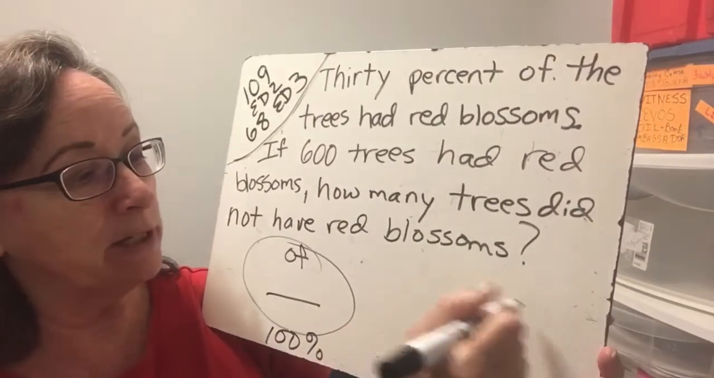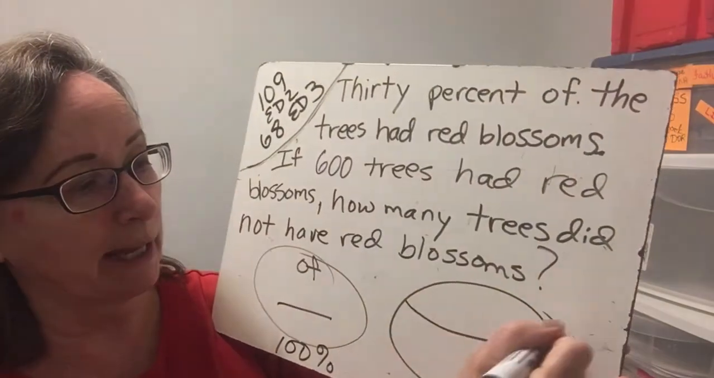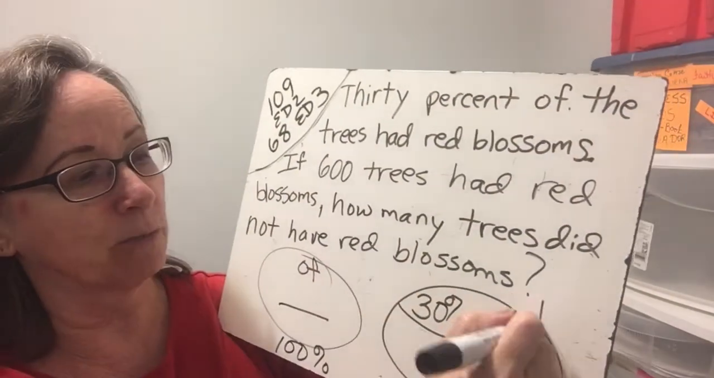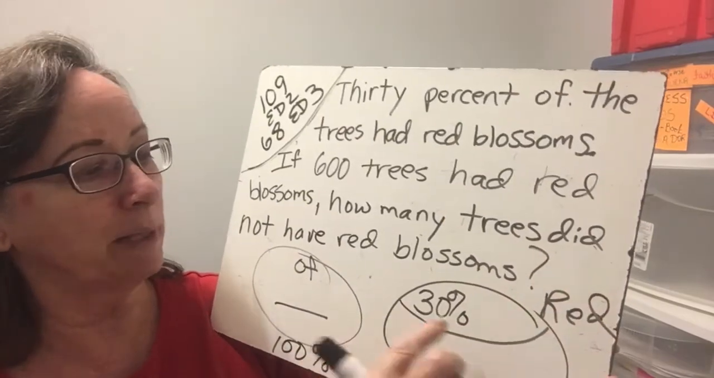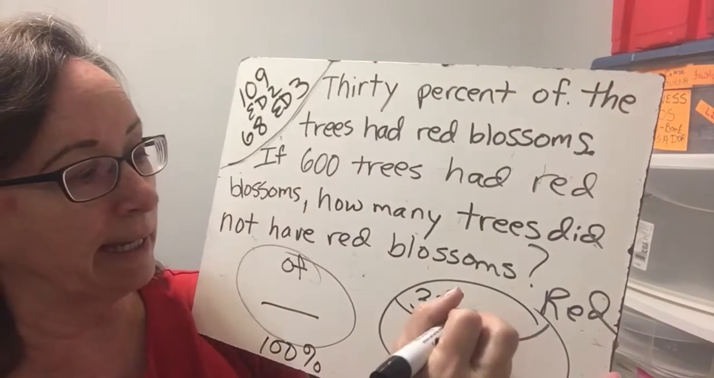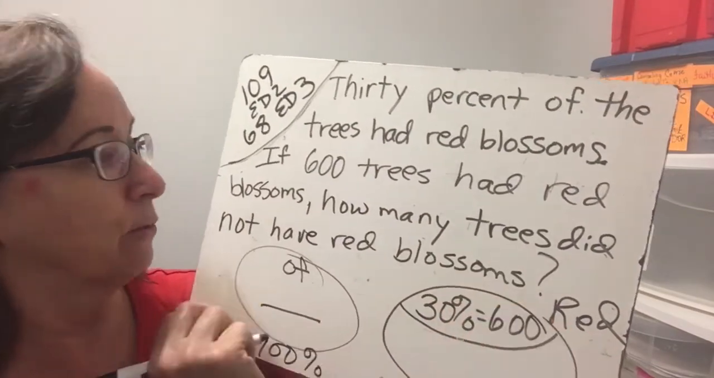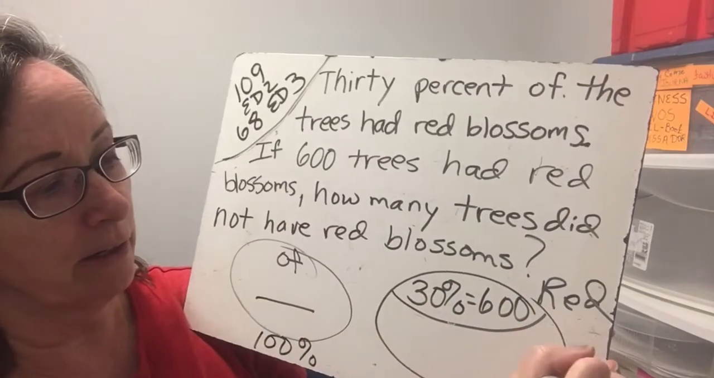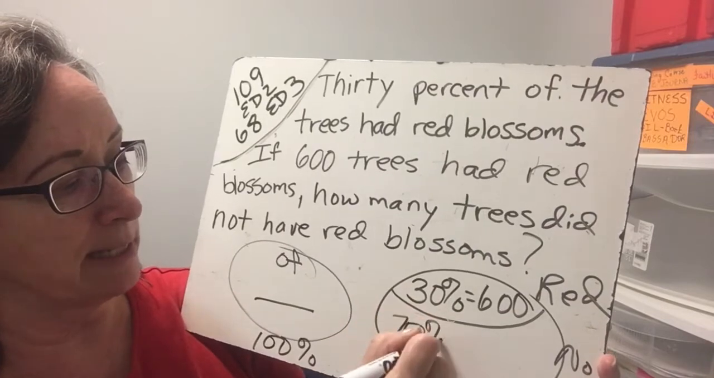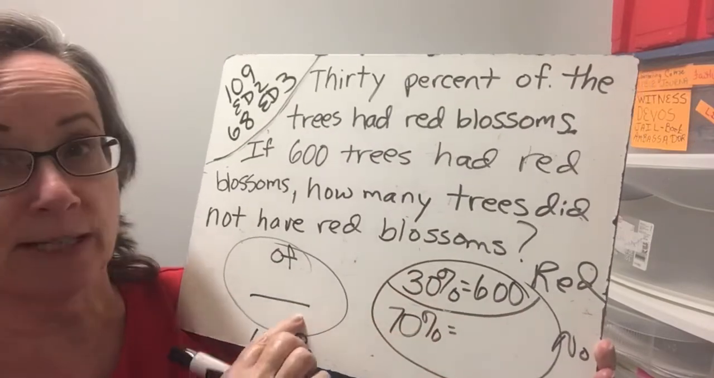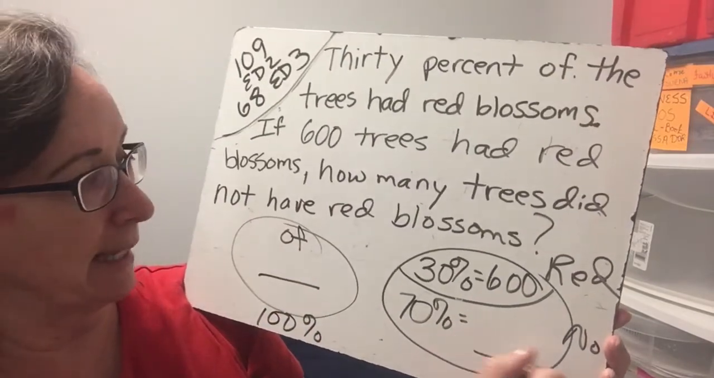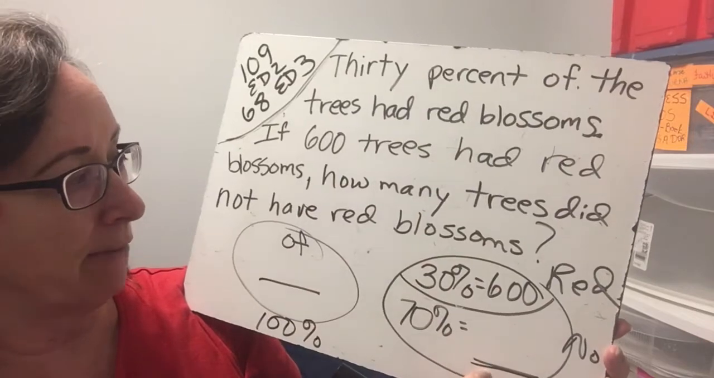We don't know how many trees there are, or it would be very easy to do, wouldn't it? But we do know in our little partial egg over here that we have 30% that have red blossoms. Okay, 30% of the total number of trees. And then we have 600 trees that do have the red blossoms. Now down here, they don't have the red blossoms. Okay, we know that this is 70% of this number because 30 plus 70 equals the 100%. And we don't know what this is.